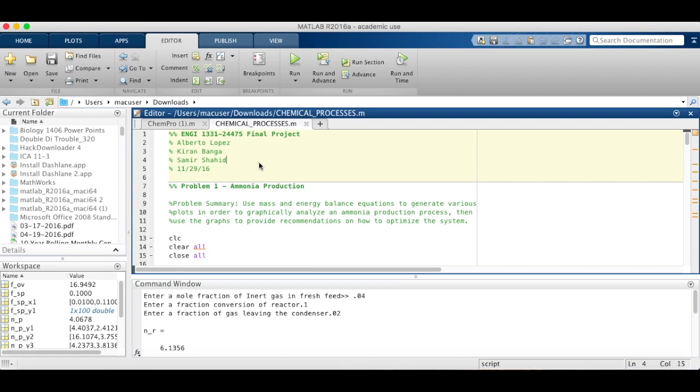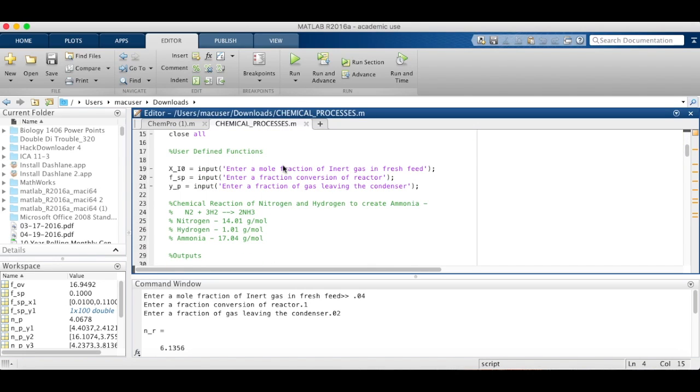My project is over the chemical processes. The nitrogen gas and hydrogen gas along with inert gas are fed to a reactor which then cools the mixture into ammonia. The purpose of my project was to maximize the amount of ammonia produced while minimizing what's going into the feed. So for the code, the user enters the mole fraction right here, along with the fraction conversion of reactor, which is FSP, and the fraction of gas that's leaving the condenser, which is YP.